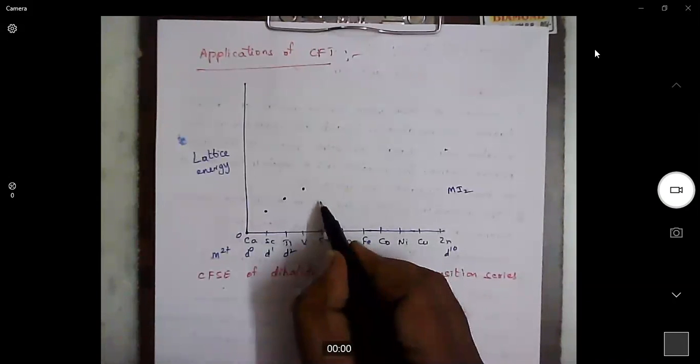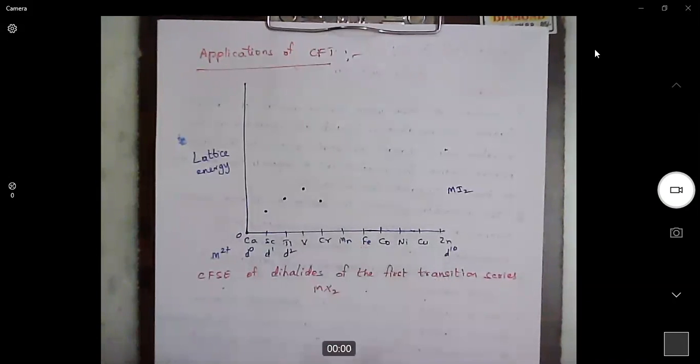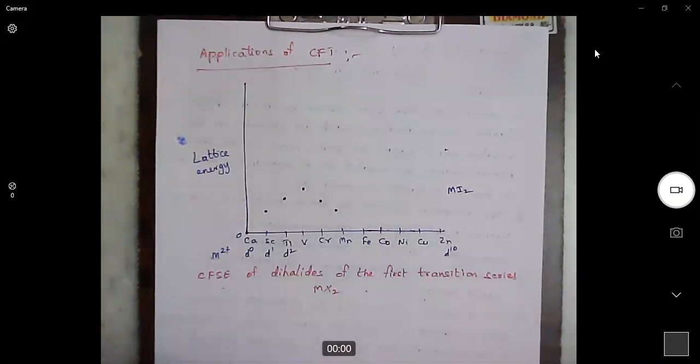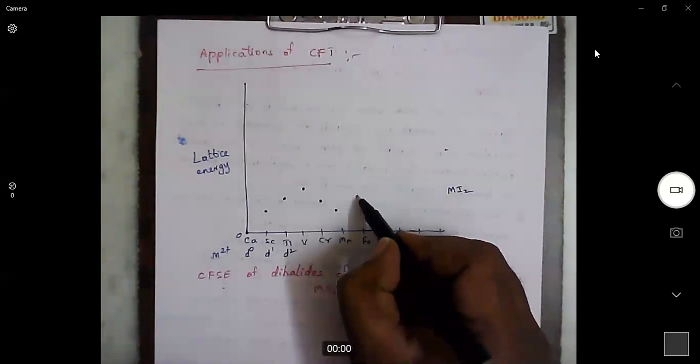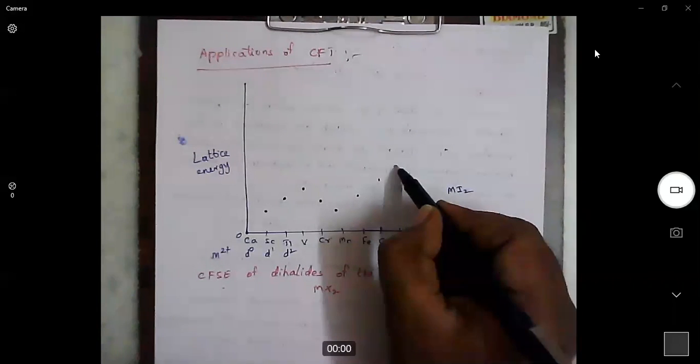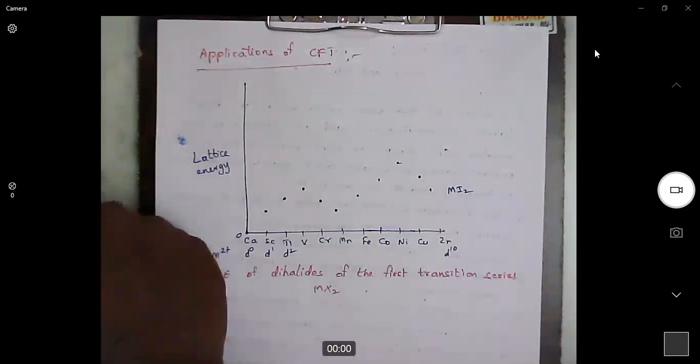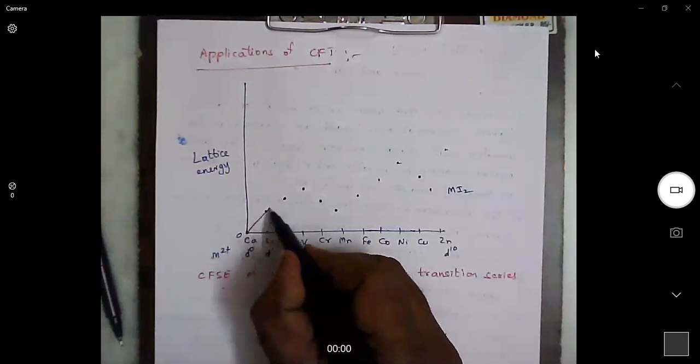For chromium 2 plus, there are four electrons. As we know, three electrons in t2g, fourth electron in eg. Because of that, its energy will decrease. For manganese, its energy will further decrease. For manganese, which is having d5 configuration, its CFSE is 0, lattice energy will also come down. Similarly, for iron it will increase, cobalt 2 plus, nickel 2 plus will increase. For copper, it will decrease. For zinc, it will further decrease. When we add these points, we will get a graph like this.